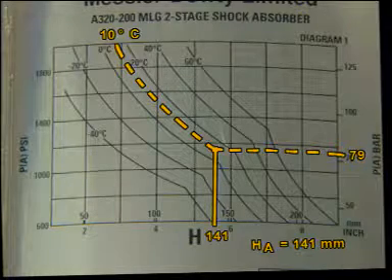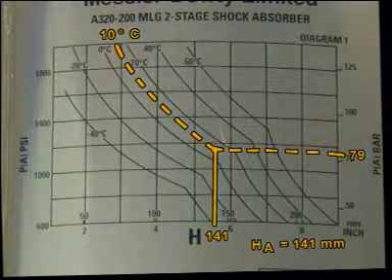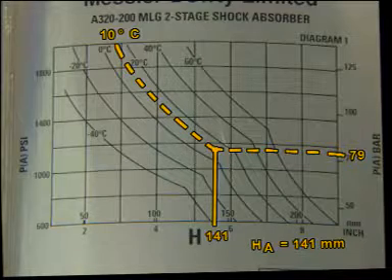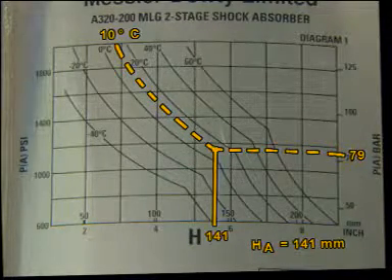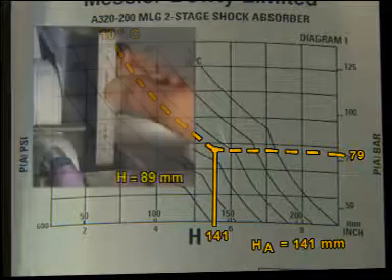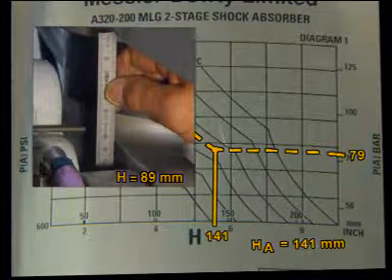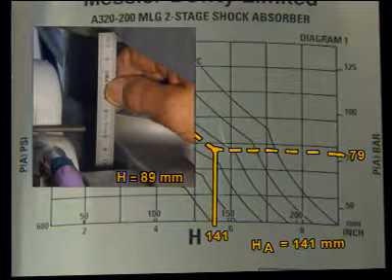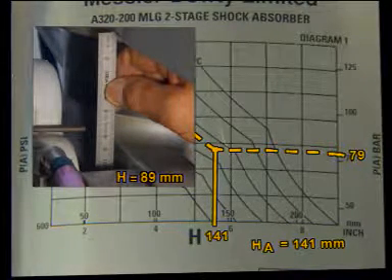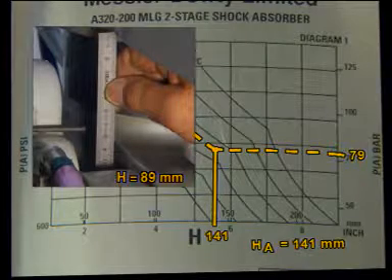Using diagram 1, find the dimension HA for the pressure at the top charging valve and the measured temperature. As the condition H equals HA plus or minus 15 millimeters is not fulfilled, we have to do the nitrogen filling of the MLG two-stage shock absorber.